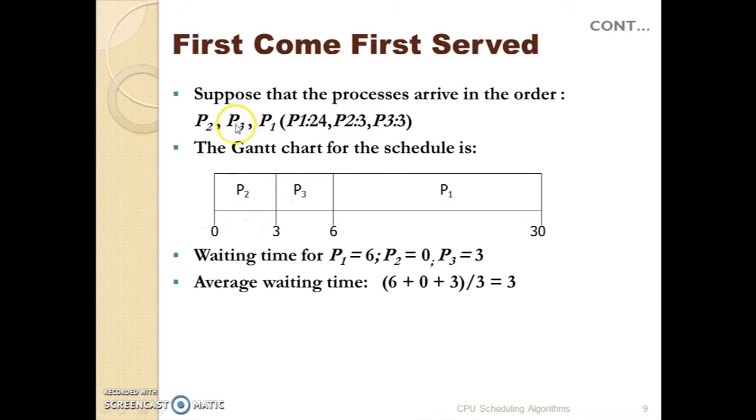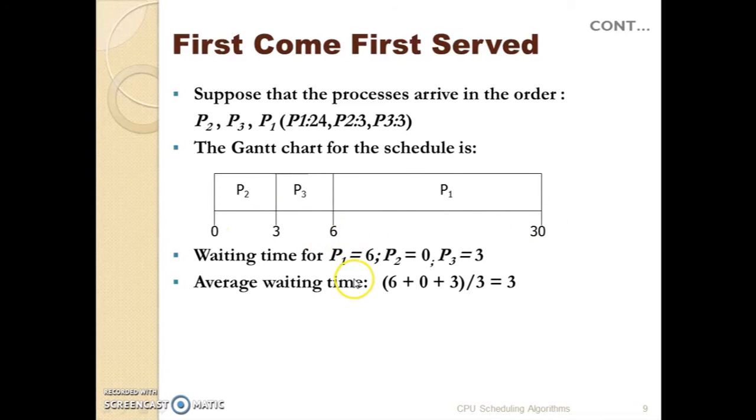Now the next process is P3. The burst time of P3 is 3 seconds. So P3 started at 3 seconds and continued for another 3 seconds, which takes us to 6 seconds. The last process that came was P1, whose burst time is 24 seconds. So P1 started at 6 seconds, continued for 24 seconds and finished at 30 seconds.